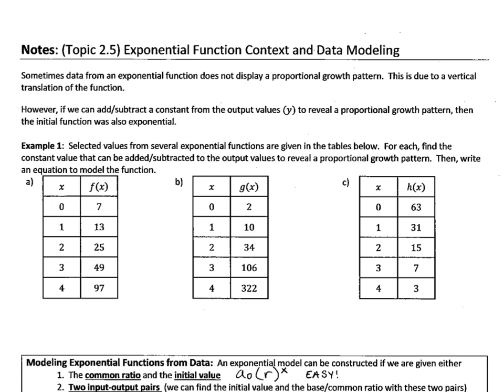So in exponentials, sometimes data from an exponential function does not actually display a proportional growth pattern. Remember that proportional growth pattern is what we're talking about, how it changes. So it's the number we can multiply by. When we did our sequences, we always found the pattern and we're like, dope, this is a geometric sequence, which means it's an exponential.